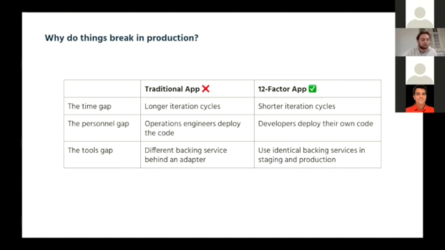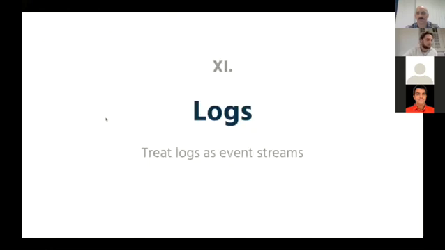The time gap is the time it takes the developer to work on the code. It takes days, weeks, months before it goes into production. And a 12-factor app should have much shorter iteration cycles. And there's a personnel gap, which is the developers write the code, and then different people, ops engineers maybe, deploy it. And in a 12-factor app, the developers will deploy their own code. Kubernetes makes this very easy. And then there's a tools gap, which is, developers might be locally using SQLite on OS X on their Mac, but in production, you're using MySQL and Linux. And you think this is okay because you've got an adapter in the middle, but it's always the subtle differences that get you.